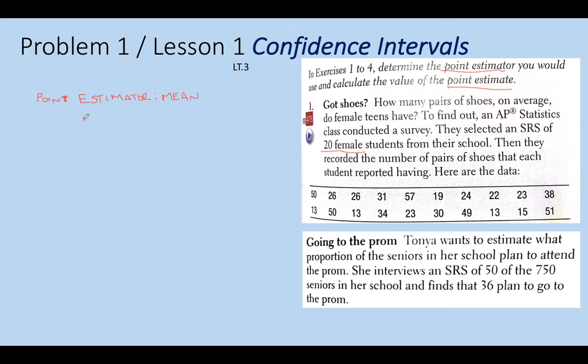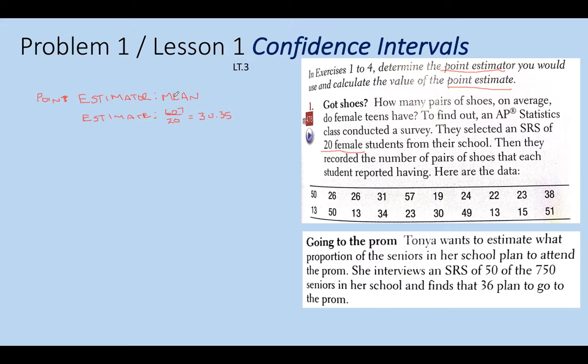And then the estimate would actually just be the mean of these numbers. And so if we total them all up, I believe we would get 607, and there's 20 individuals, so divide by 20, and the mean would be 30.35.